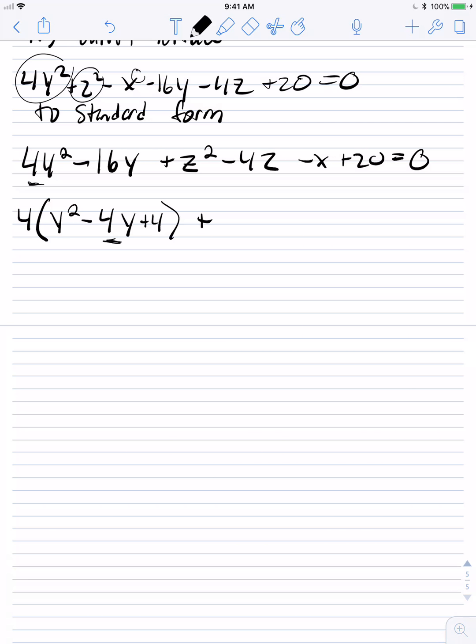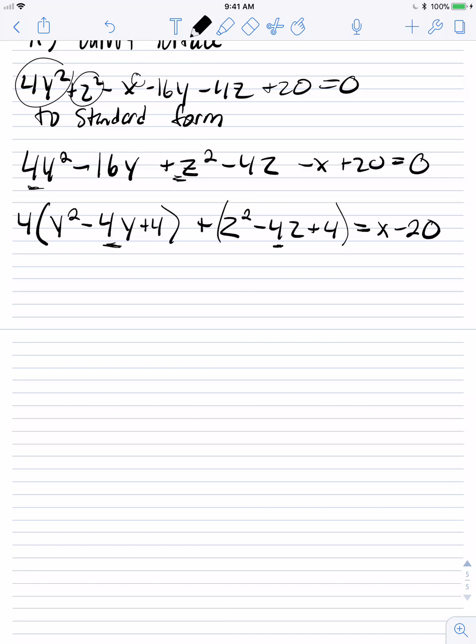So now for the z's, we don't have a coefficient here, so we're good. So we can do z squared minus 4z, and if we do the same thing, half and square, half of negative 4 is negative 2, squared is positive 4. And then we still have our negative x plus 20, but I'm going to move that to the other side, so adding x and then subtracting 20.